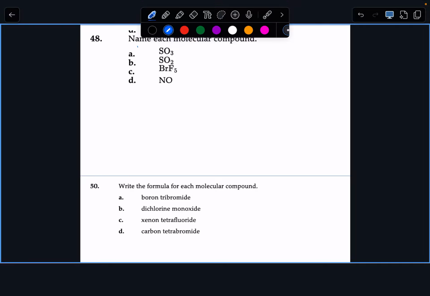Okay, so first two here, these are both sulfur oxygen compounds. Good reminder that the ratio can be different for covalent. This is where we use prefixes. We still change the ending to "ide." The only thing to remember is that with the prefixes, we don't say mono if it's the first one. So both of these would just be sulfur, and then this one would be trioxide, and the next one would be dioxide.